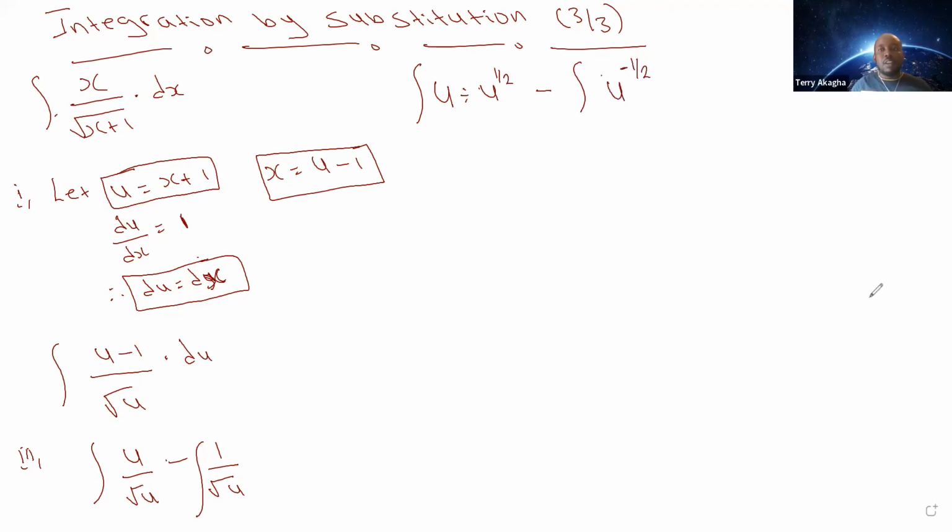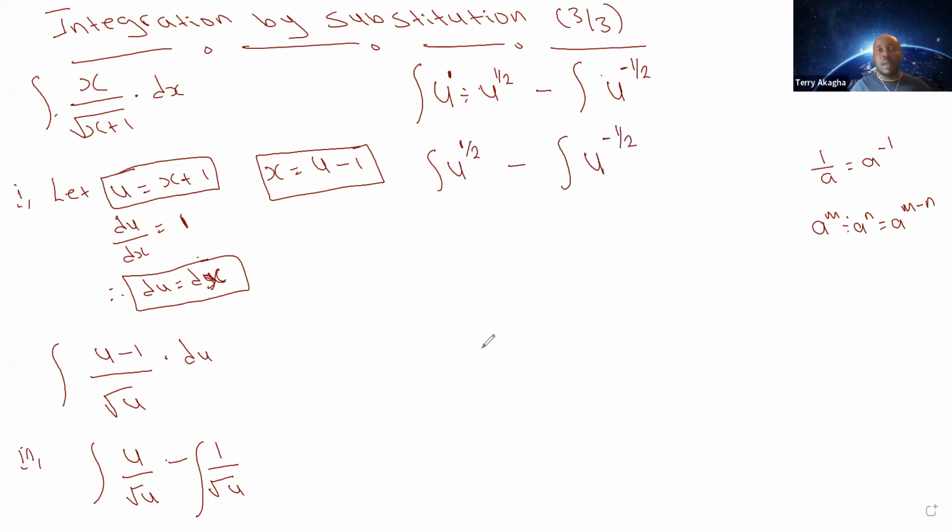Does that make sense? The law of indices: 1 over a is equal to a raised to the power minus 1. Now for this part, again remember the law of indices: a raised to the power m divided by a raised to the power n is equal to a raised to the power m minus n. So this is u raised to the power 1, so we're integrating u raised to the power 1 minus half, which gives half, minus, integrating u to the power minus half.